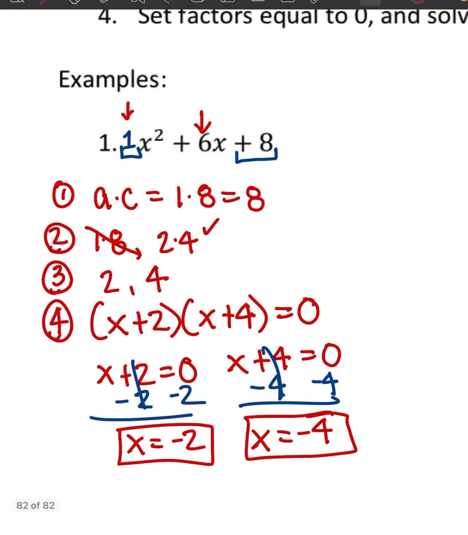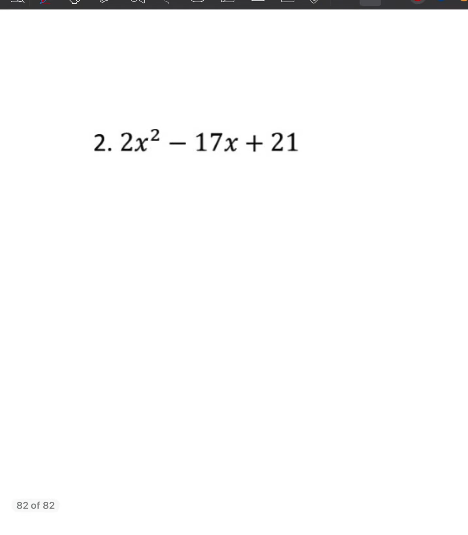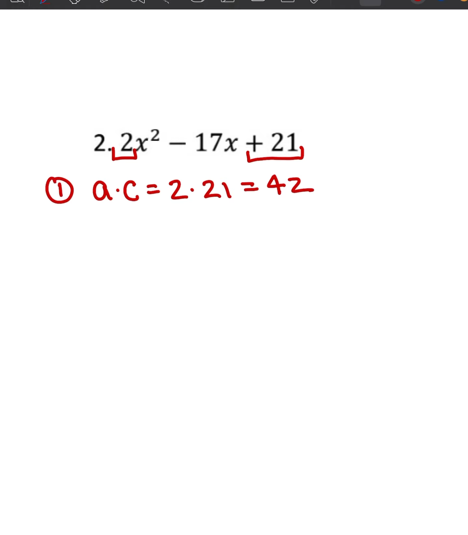But moving over to our second example where our a value is a number other than 1. So this is a little bit different. We're still going to start off the same way. We're going to multiply our a value times our c value. And when we do that for this one, we get 42.